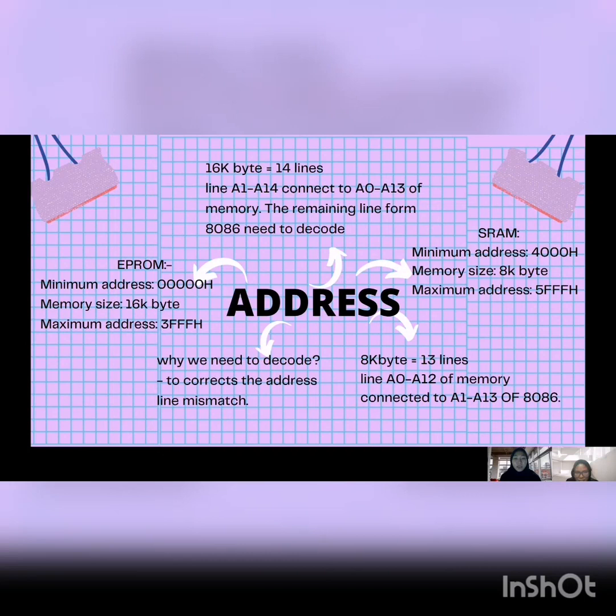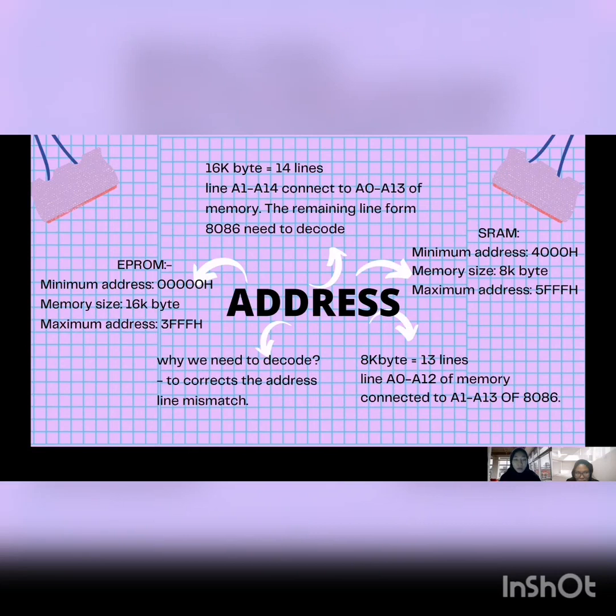So for the minimum address, we need to make sure that the address for the SRAM is not redundant with the address of the EEPROM. So we choose the minimum address for our SRAM as 4000 hexadecimal, which is bigger than the maximum address for the EEPROM. The memory size for SRAM that we choose is 8 kilobytes, because we think that will be sufficient for our system or our project.